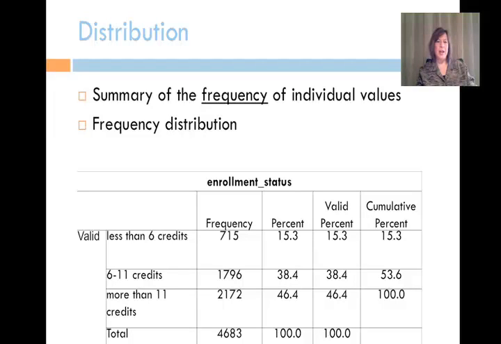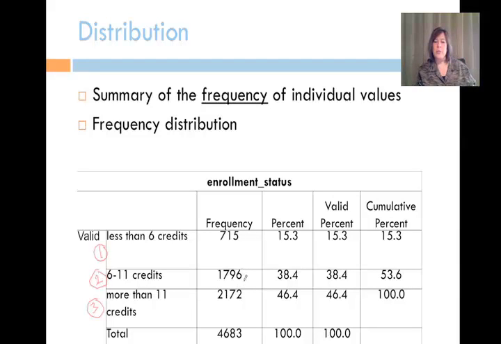So here is an example of a frequency distribution. And in this frequency distribution, you see this is the variable called enrollment status. And enrollment status has 1, 2, 3 values. A person or a subject, a student, could have less than 6 credits in the semester. They could have 6 to 11 credits in the semester, or they could have more than 11 credits in the semester.